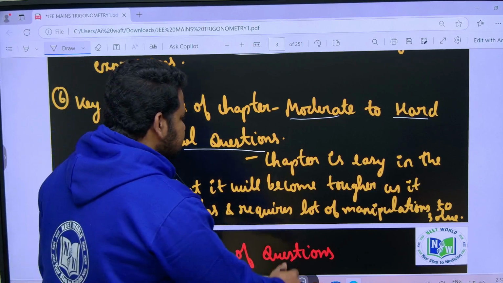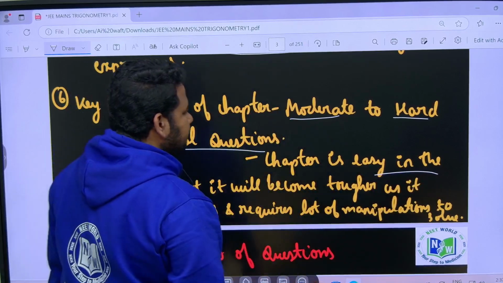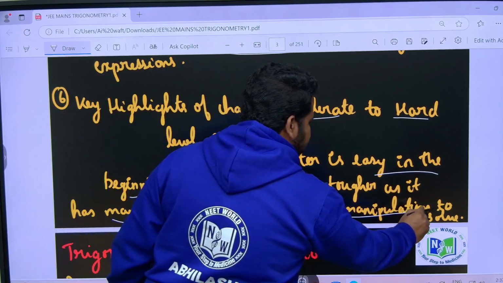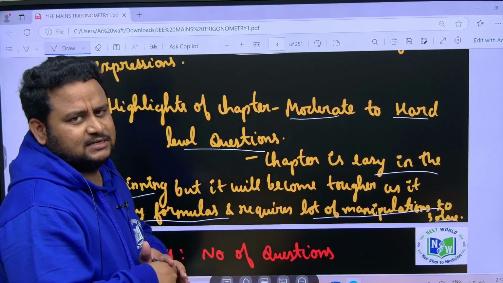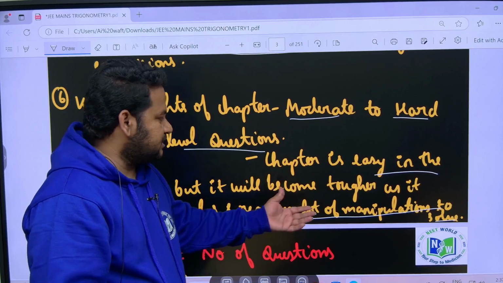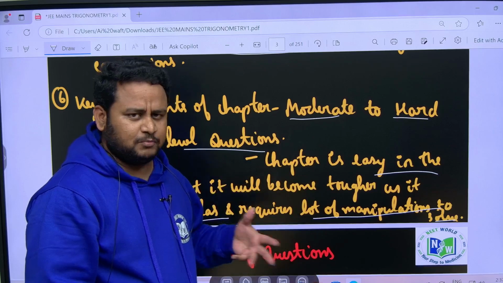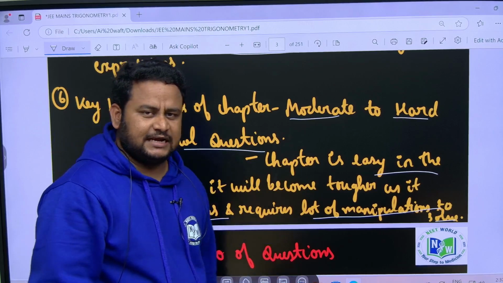The chapter is easy in the beginning, but it will become tougher as it has many formulas and requires a lot of manipulations to solve. Manipulation means you have to make a lot of changes as per the demands of the question. That's why it will be easy in the beginning. As we progress with more and more concepts, it will become a little harder. That's it. But we will simplify it. Don't worry.